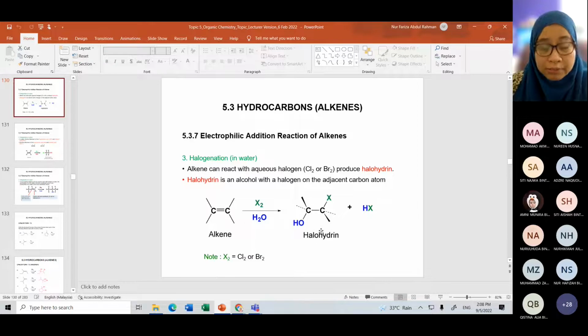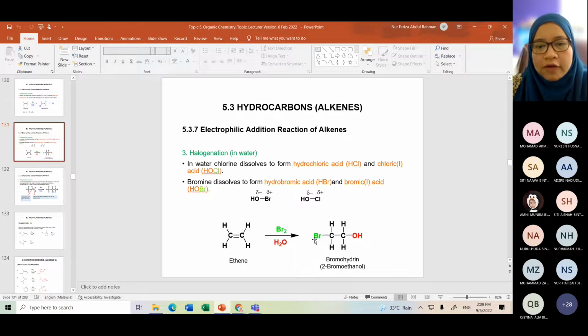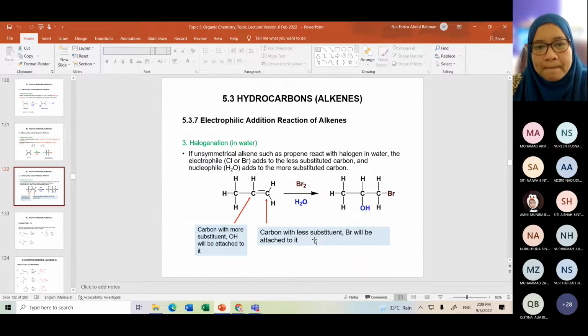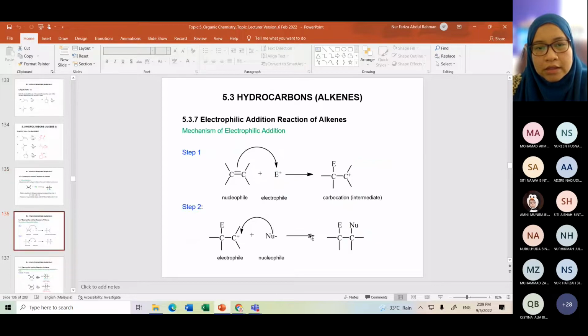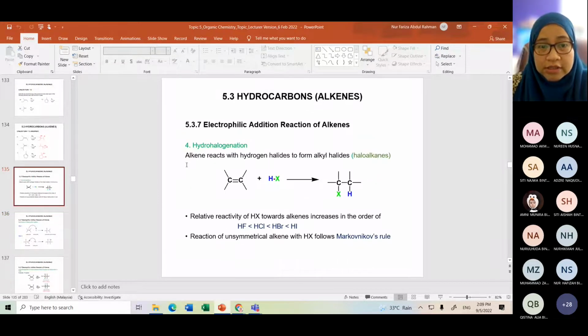In order to determine which product will be the major product or minor product, we have a rule to decide on that. That rule is known as Markovnikov's rule. Also for hydrohalogenation, we have hydrogen and halogen. Again, we will have options there: between hydrogen and halogen, which one will be placed at which carbon?